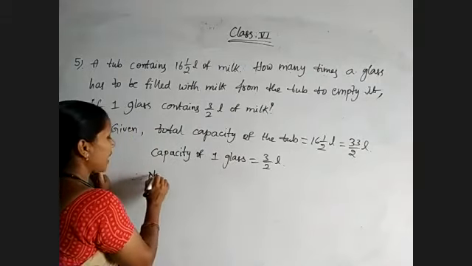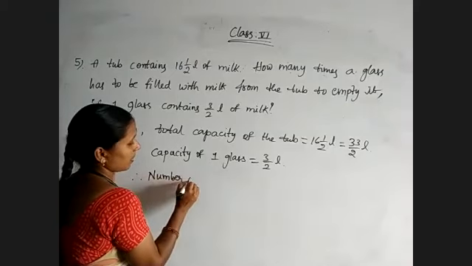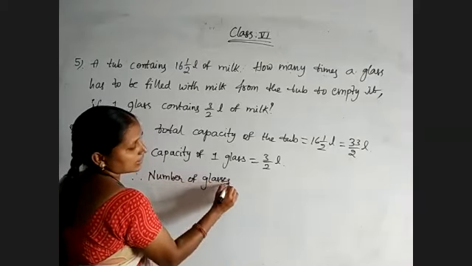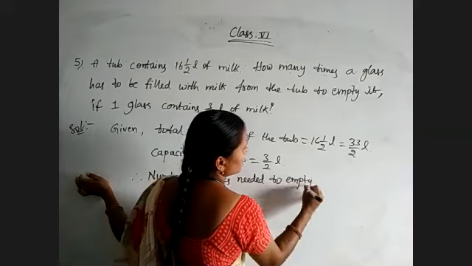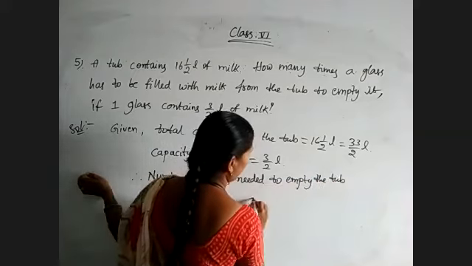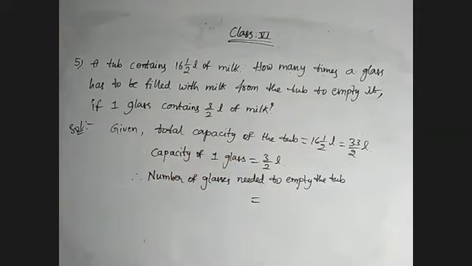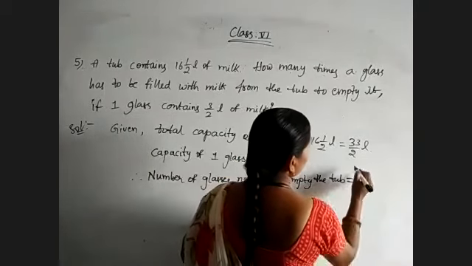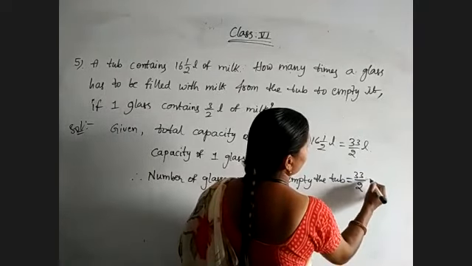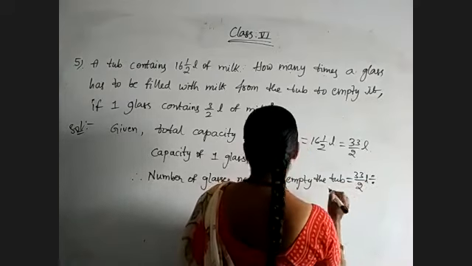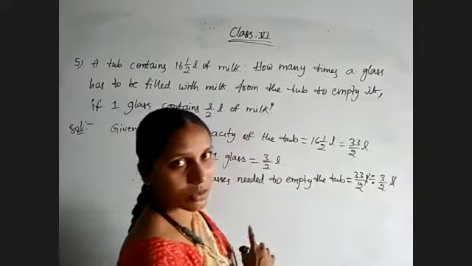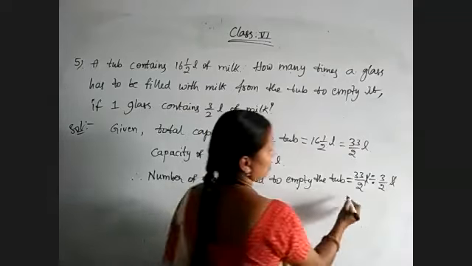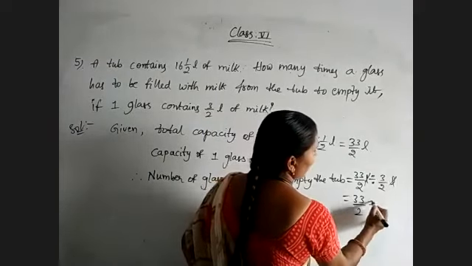Therefore, the number of glasses needed to empty the tub is equal to 33 by 2 liters divided by 3 by 2 liters. The liters will get cancelled, since the number doesn't contain any unit. So it is equal to 33 by 2 divided by 3 by 2.